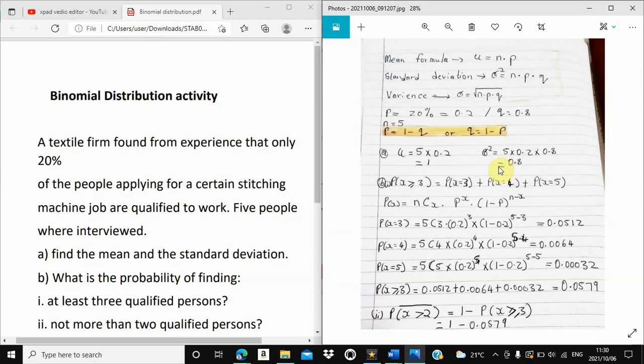These are the first major things that we must know in binomial distribution. Here comes the question. What is the probability of finding at least 3 qualified persons? At least 3. Let's highlight this statement. At least 3.